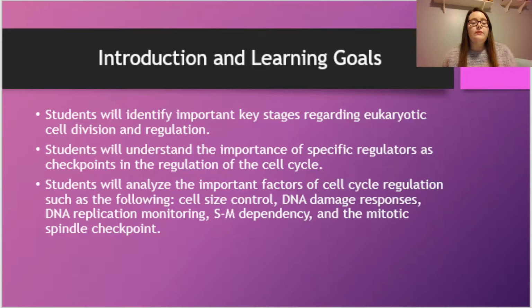The very first learning goal is that students will identify important key stages regarding eukaryotic cell division and regulation. Second, the students will be able to understand the importance of specific regulators as checkpoints in the regulation of the cell cycle. And finally, students will analyze the important factors of cell cycle regulation, such as cell size control, DNA damage responses, DNA replication monitoring, S-M dependency, and the mitotic spindle checkpoint.